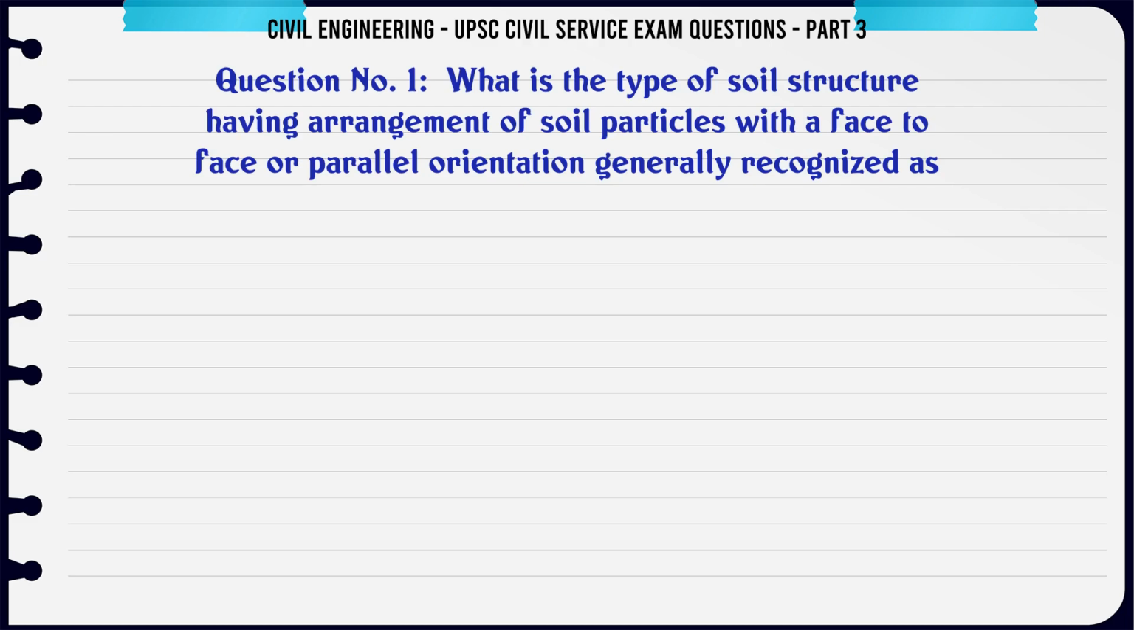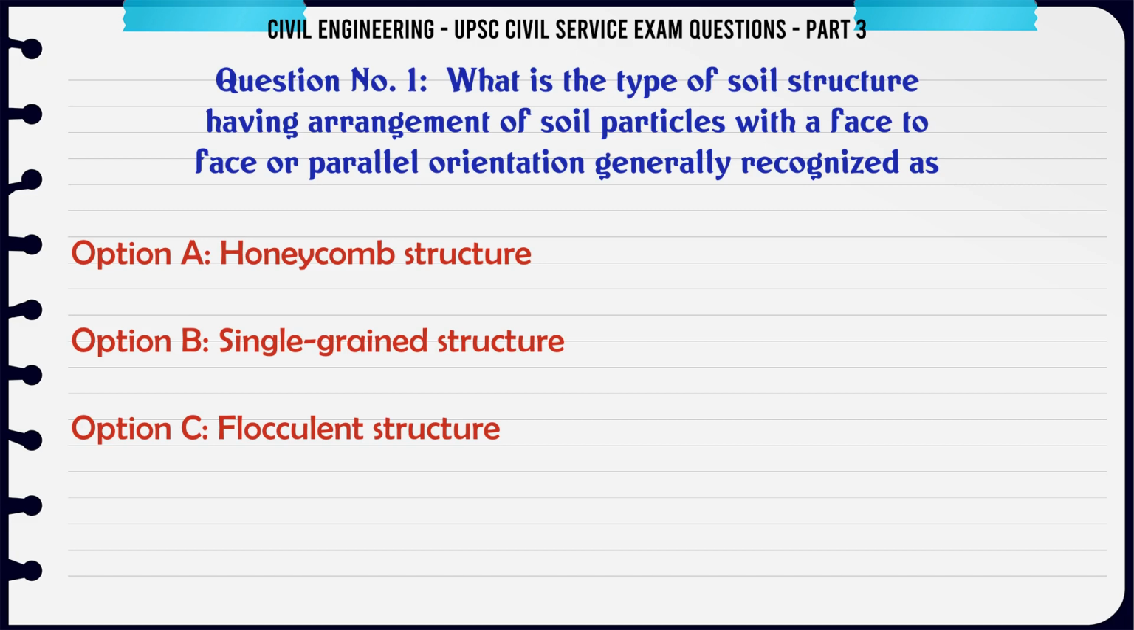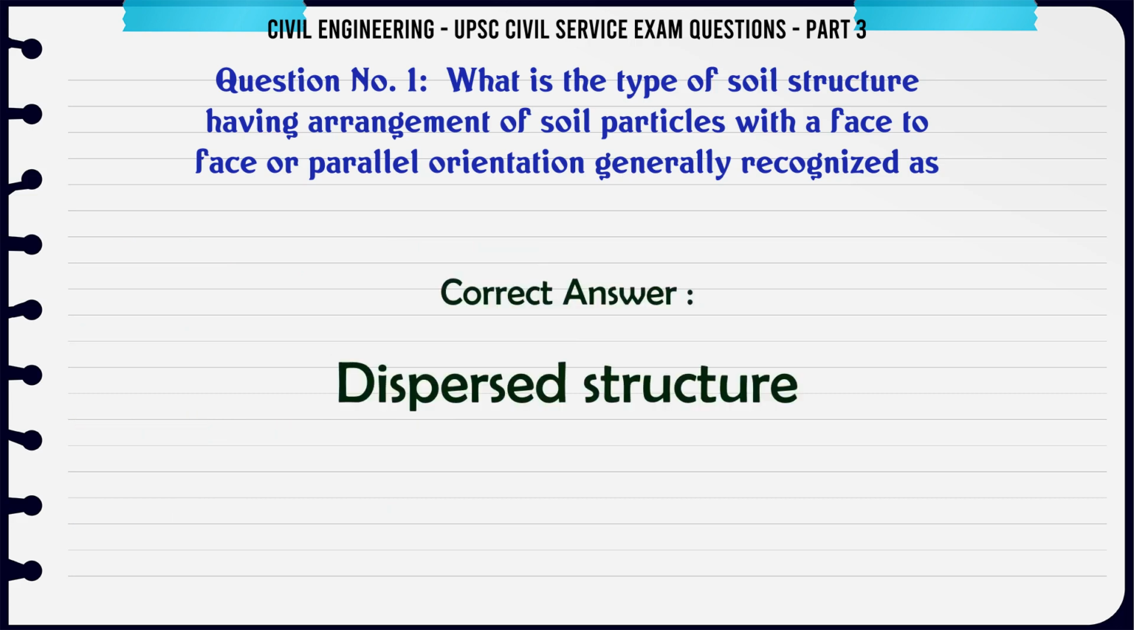What is the type of soil structure having arrangement of soil particles with a face-to-face or parallel orientation generally recognized as A. Honeycomb structure, B. Single-grain structure, C. Flocculent structure, D. Dispersed structure? The correct answer is dispersed structure.